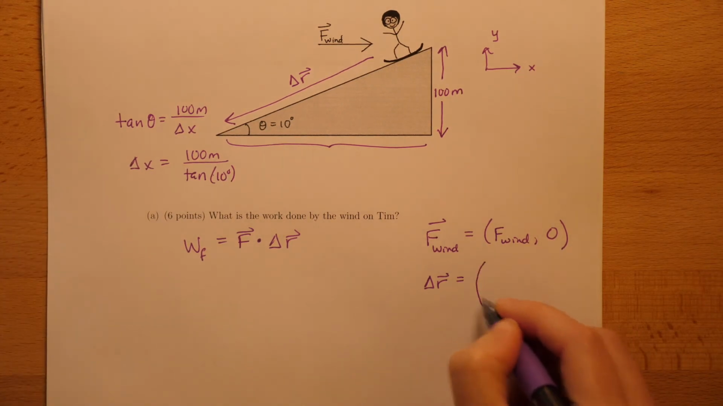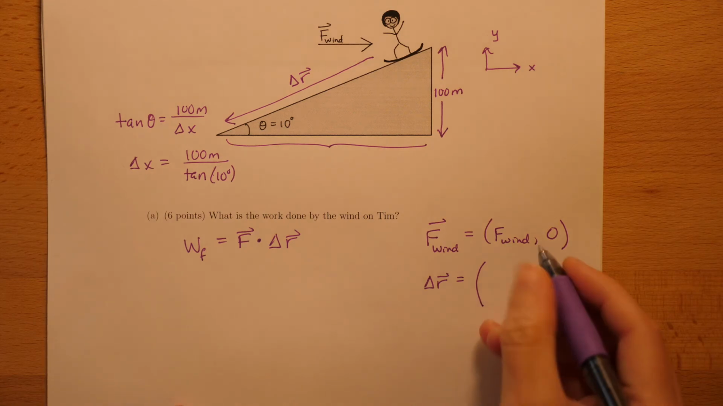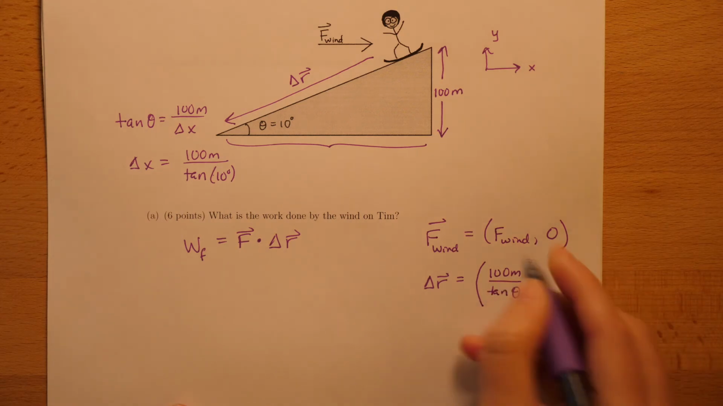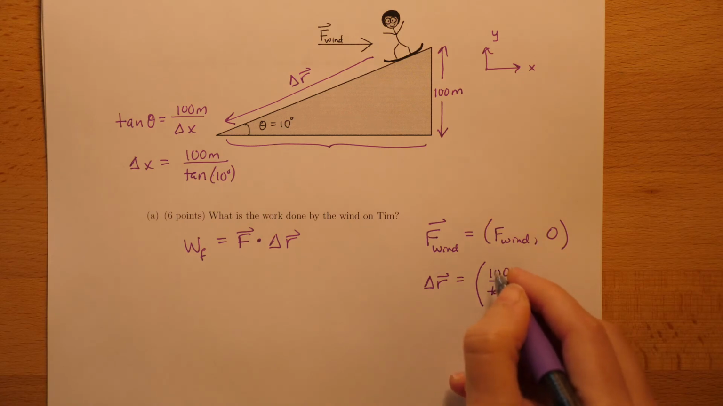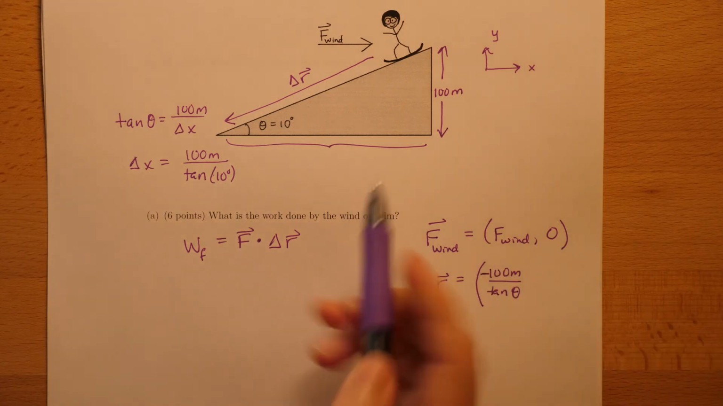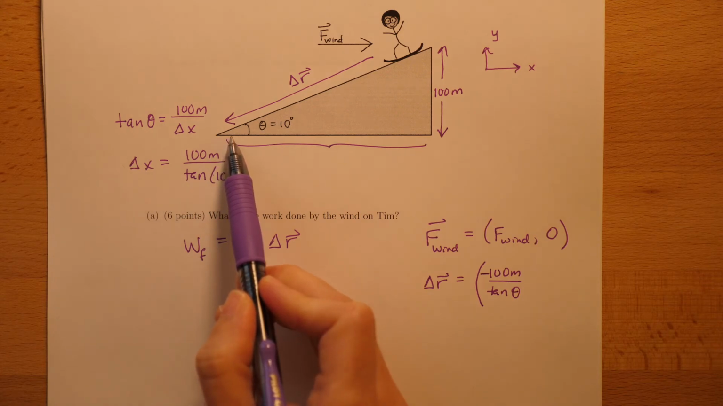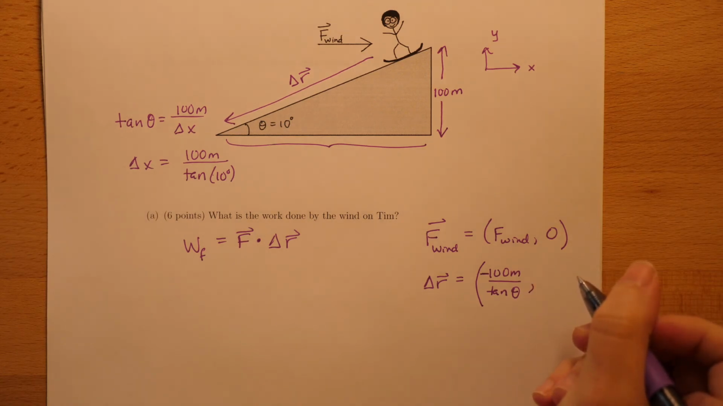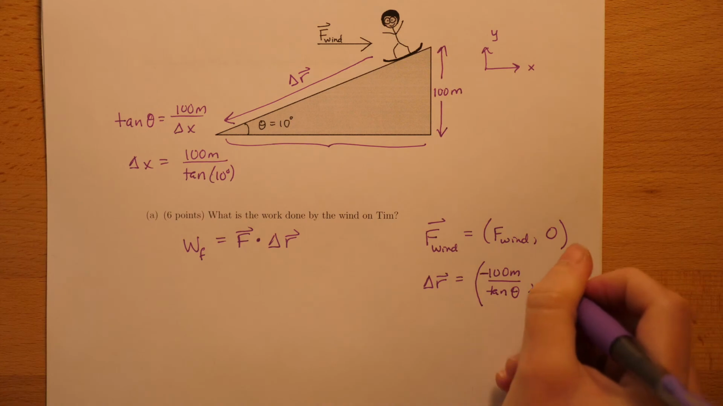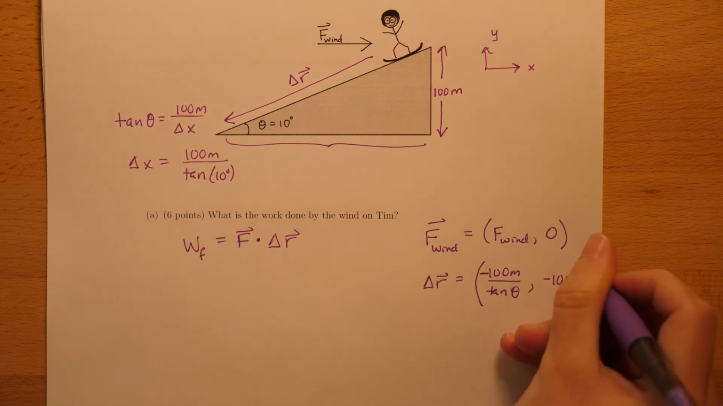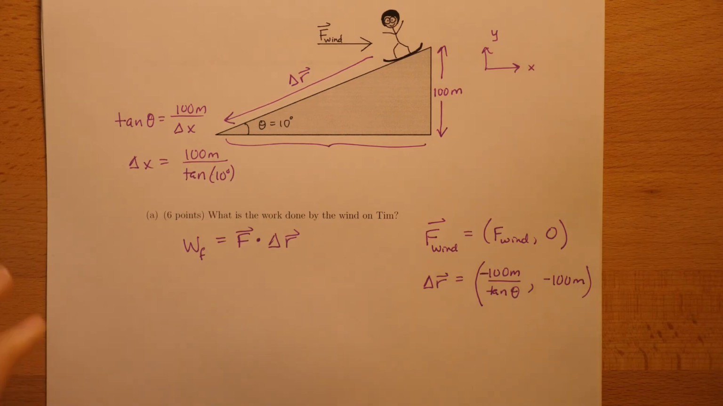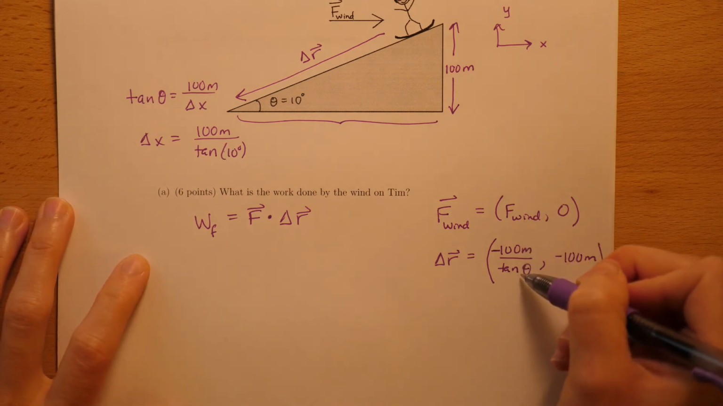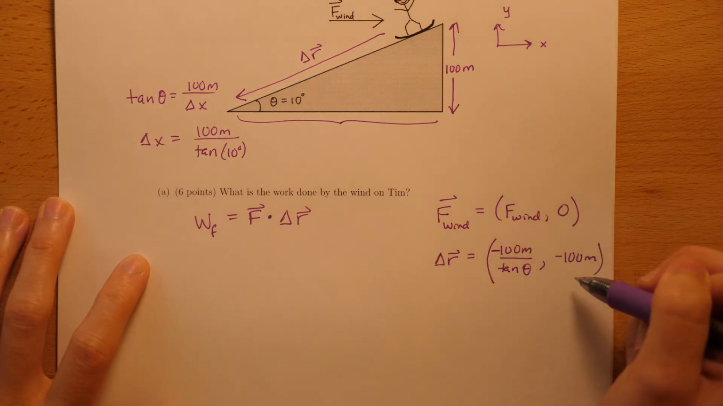So for our r, the distance in the x direction is 100 meters over the tangent of theta, but we just have to be careful to put a negative sign on that, because final minus initial is going to give us a negative displacement in the x direction. And then in the y direction, he travels minus 100 meters. Okay, so now if we do the dot product of these two vectors, we need to multiply the x components together and add that to the product of the y components.